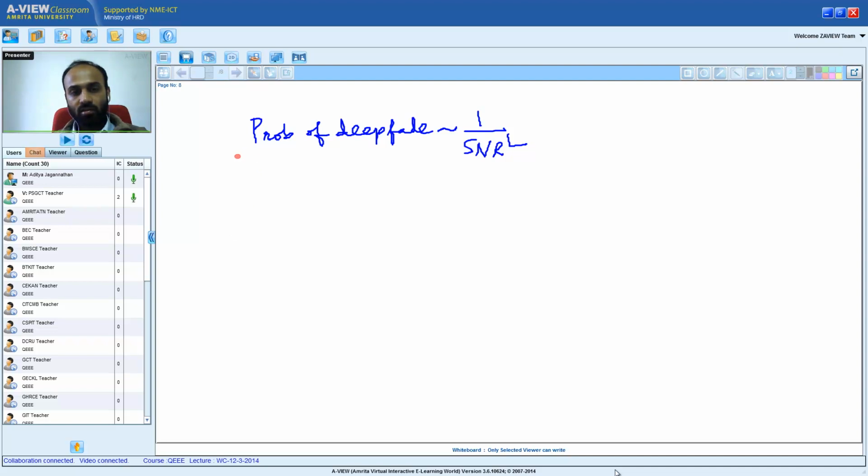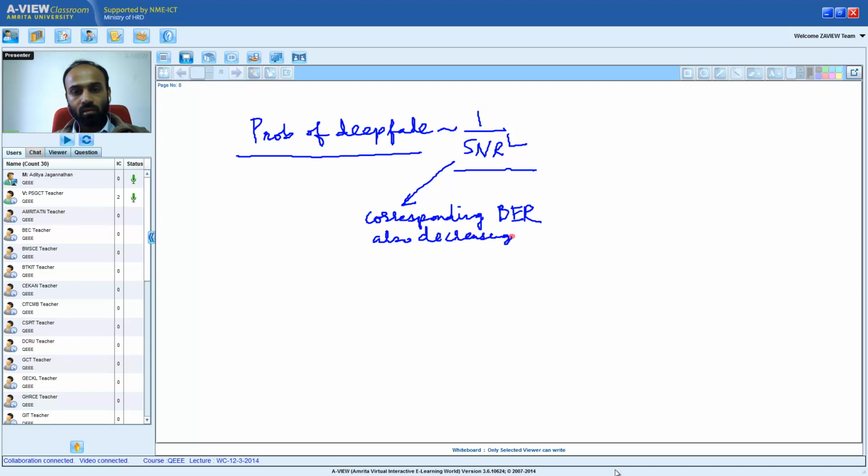Probability of deep fade decreasing as 1 over SNR to the power of L, and therefore the corresponding bit error rate, right? So what we are seeing is basically the probability of deep fade is decreasing as 1 over SNR to the power of n.